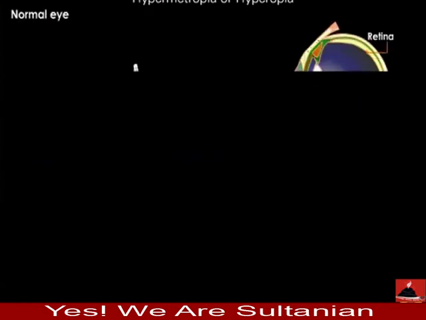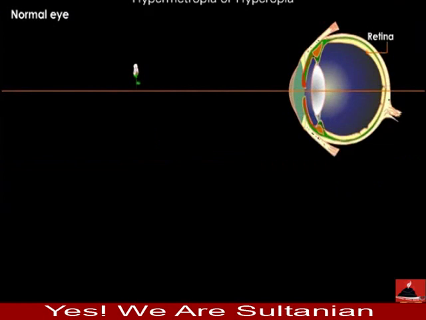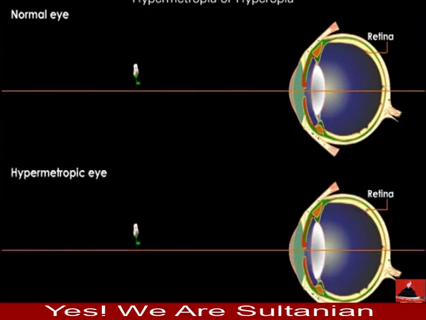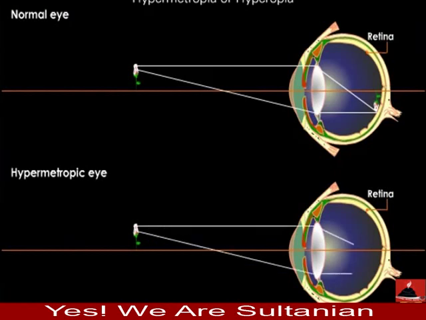Here you can see the formation of image in a normal eye and in a hypermetropic eye. In the case of a normal eye, the rays of light from the flower fall on the eye and converge on the retina. Whereas, in the case of a hypermetropic eye, the light rays are focused behind the retina.